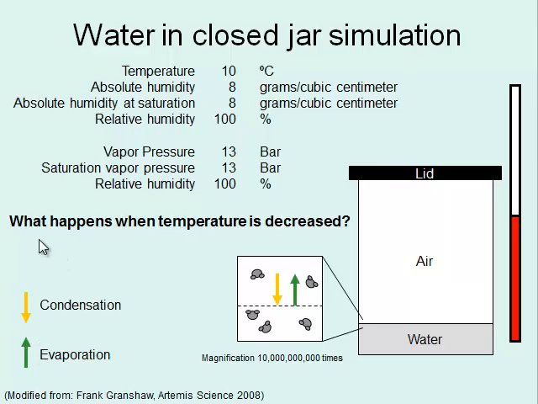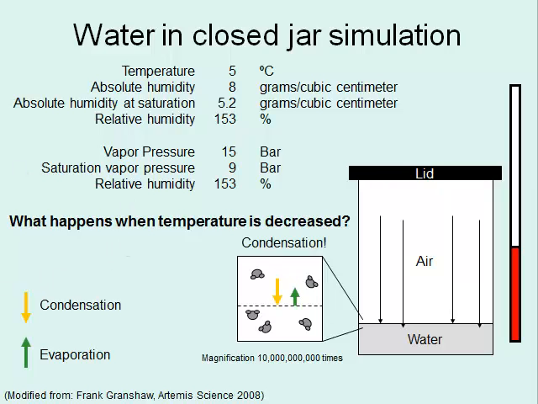So if we start over again, and we do the opposite, we have a decrease in temperature. What happens? Well, let's see. We decrease our temperature to 5 degrees Celsius. Our absolute humidity is staying the same. Our absolute humidity at saturation is 5.2. Our relative humidity is 153%, way higher than 100%. So what happens? We get condensation. Our relative humidity is over 100, then we have that water starting to condense.